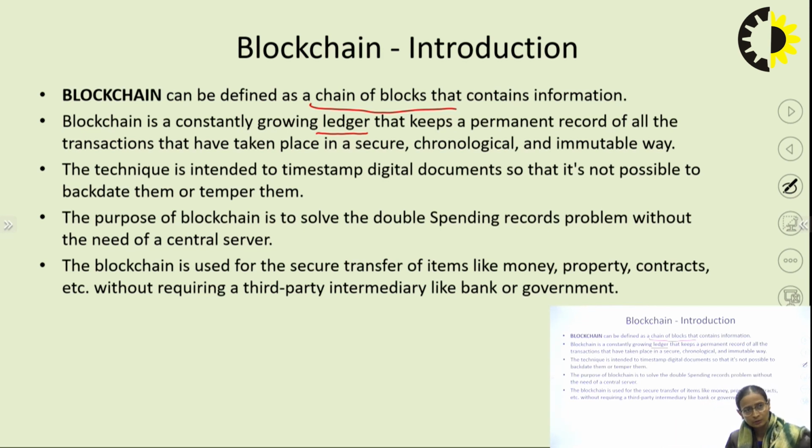That is, we are continuously adding blocks of information in this chain, and this ledger keeps a permanent record of all the transactions that have taken place so far, and it should be done in the blockchain in a secure, chronological and immutable way. In the later slides, we will see how security, chronological order and immutability are achieved in blockchain.